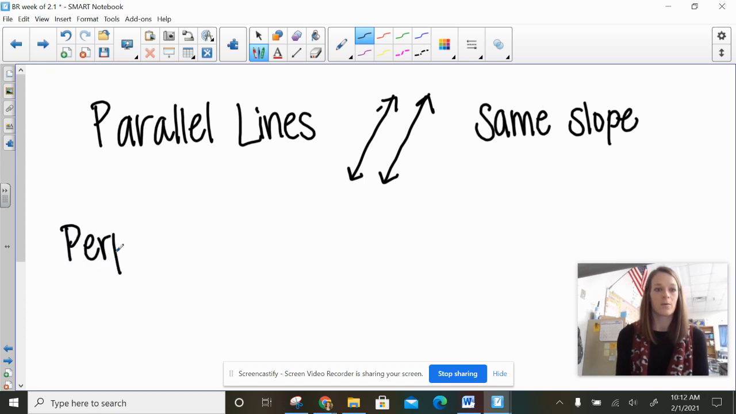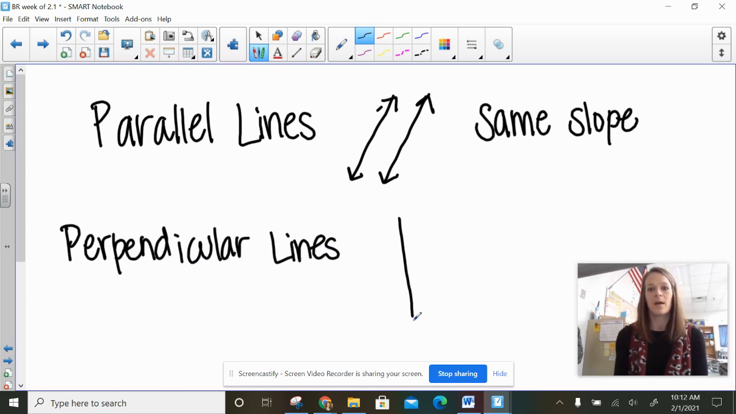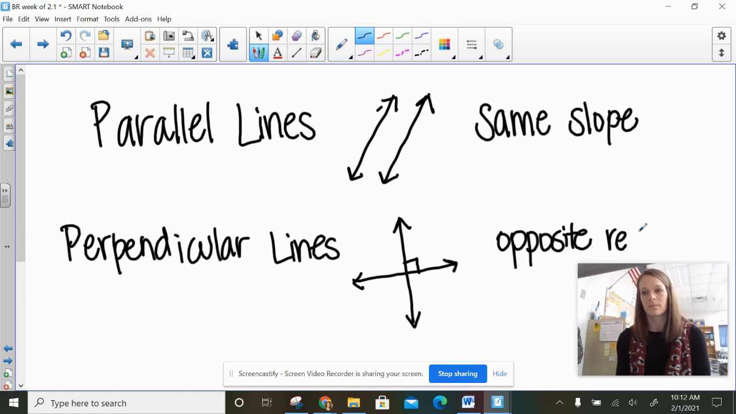Okay, and then we have also what's called perpendicular lines. Those might look like this. So not just that they cross, but that they actually cross at a 90-degree angle. Their slopes are opposite reciprocals. So, opposite reciprocal slope.